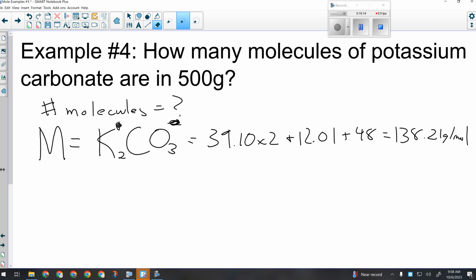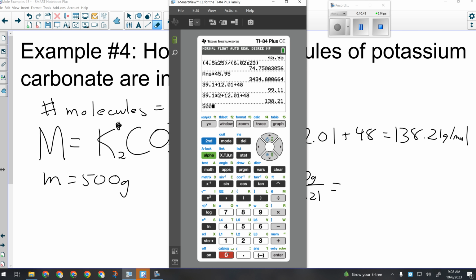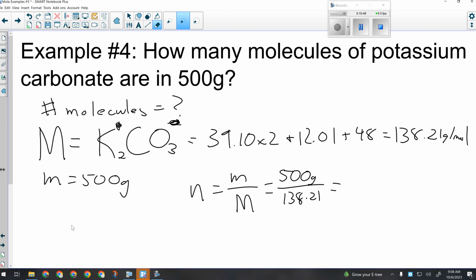Okay, so now I've got big M. It also tells me I have 500 grams of this stuff. So that's little m. All right, what can I calculate with those two things right now? The number of moles? Number of moles, n. So we just plug that into the mole equation, little m over big M. So that will be 500 grams divided by 138.21. 3.62 moles.